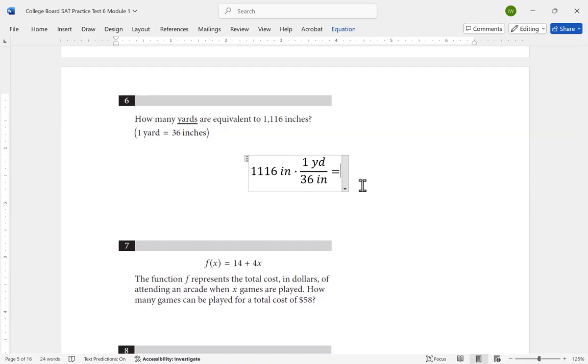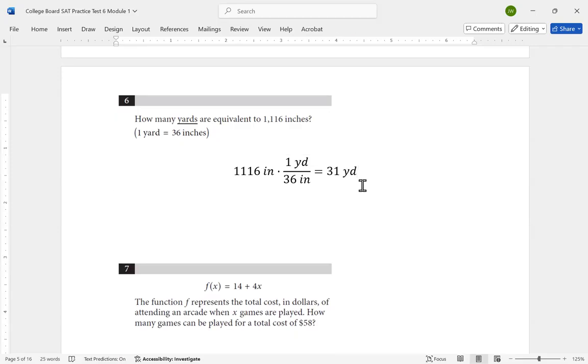1,116 times 1 divided by 36 is 31. So the answer, if we did it that way, would be 31 yards. And the answer is just 31 because it asks for how many yards.